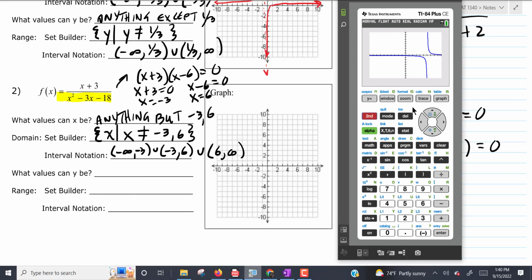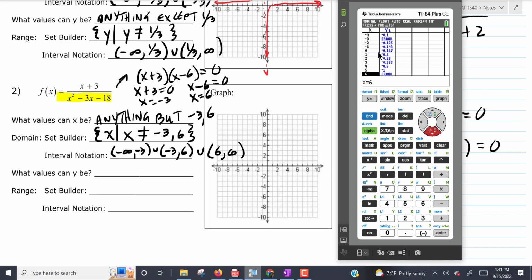Do your second table, because I want you to see this. Go second table, and you're going to find two errors are going to pop up. There they are, right there. We have an error at -3. Well, that's what we figured out. X can't be -3. We had an error at 6. Okay, so the domain, you're going to see an answer for everything on that table except for those two places right there.